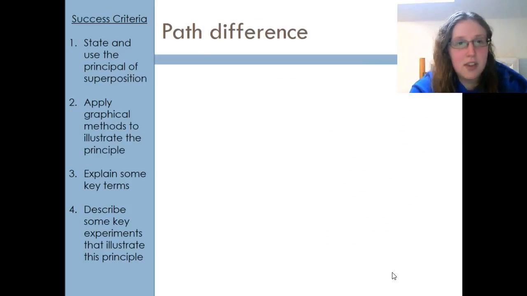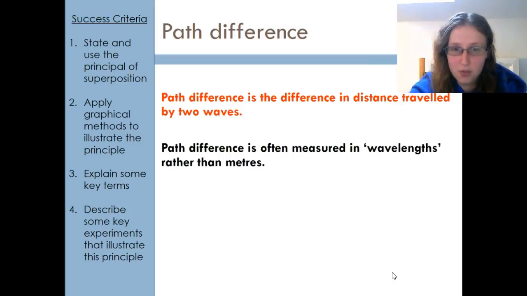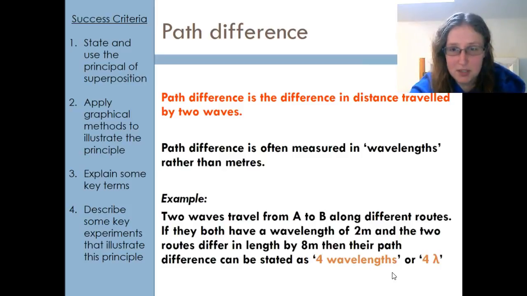Okay. Now the other thing I talked about in the diffraction video was path difference, and I'm just going to crystallise that for you a little bit as well. Path difference is the difference in distance travelled by two waves. It's often measured in wavelengths rather than meters. For example, two waves travel from A to B along different routes. They both have a wavelength of 2 meters and the two routes differ by a length of 8 meters. We would say that their path difference was 4 wavelengths, or 4 lambda.